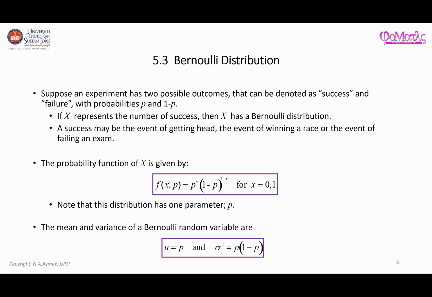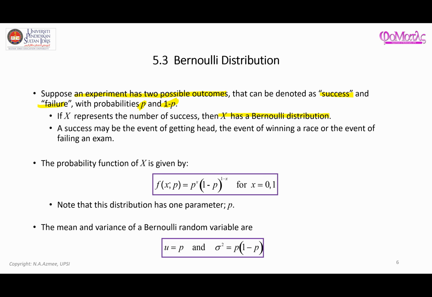In this video, I'm going to talk about the idea of a Bernoulli distribution, and it is very simple. It is just an experiment that has only two possible outcomes, and those outcomes can be denoted as either success or failure. So success has probability of P, and failure is the opposite, which is 1 minus P. Now, if X represents the number of success in this setting, therefore X has a Bernoulli distribution.